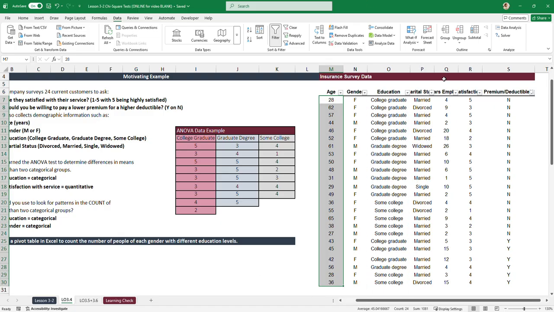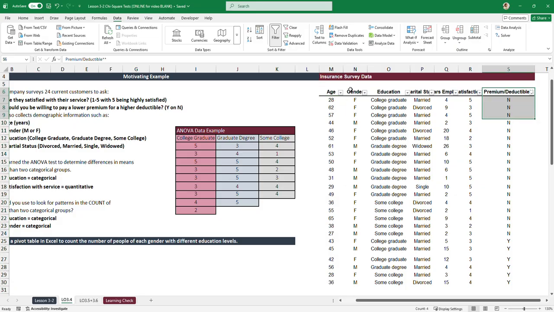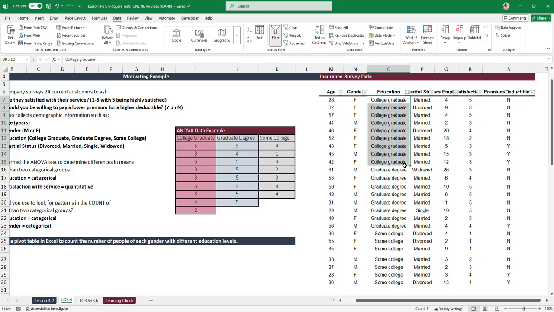So for things like premium and deductible and gender, we only have two options in this specific data set, but something like education, if we sort on that variable, there's 3 options: college graduates, graduate degree, and some college. If you took those as your 3 categories and you wanted to compare averages of a numeric value, like satisfaction, for example, that's where ANOVA would be appropriate.